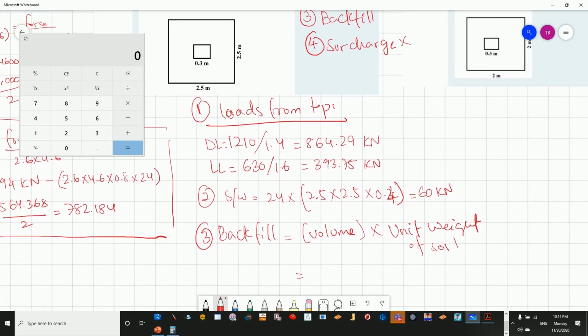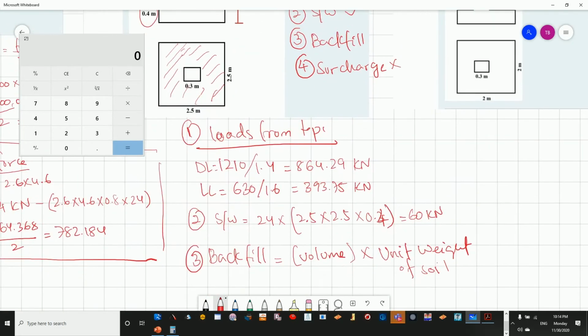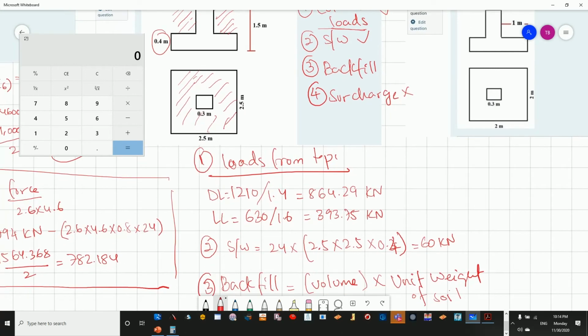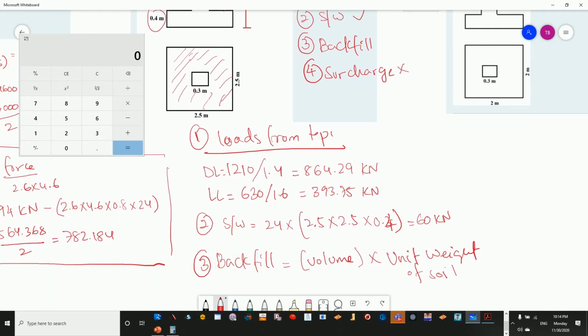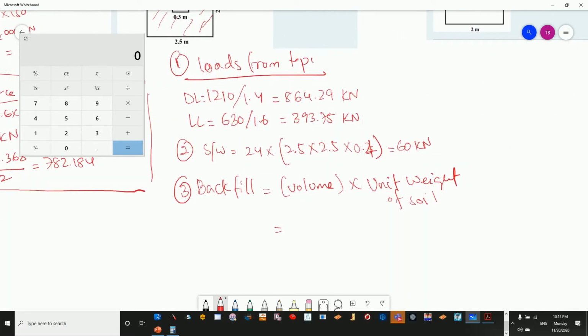Now the backfill when it comes, it will come here. Okay, it means it will cover this particular full area. So how do we calculate the volume? Volume is an area multiplied by the height. So the height of the backfill is 1.5 meter minus the depth of the foundation. Okay, so this is the height of the backfill, which is going to be 1.1 meter. Volume once again is area multiplied by height, so 1.1 as a height.